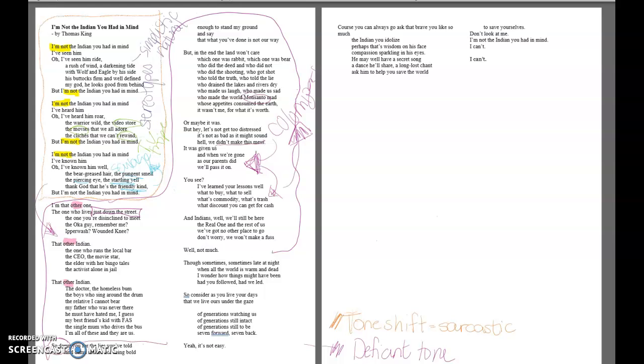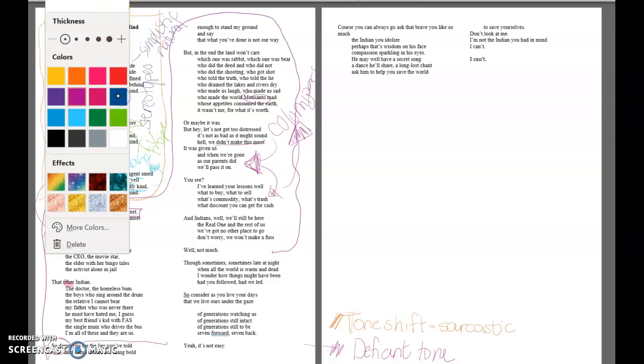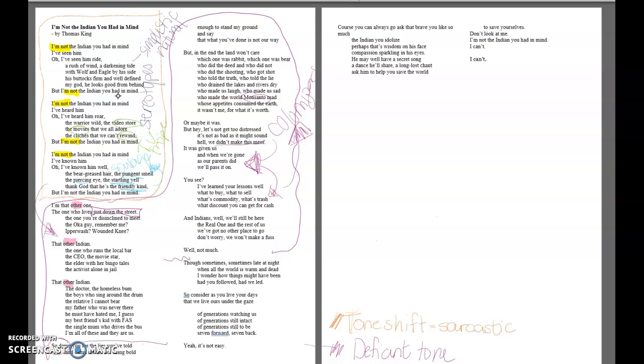And then he moves on to sort of our third tone here. And I would call this tone maybe melancholic. You know, he thinks about when all the world is warm and dead. He wonders how things might have been had you followed. So again, this is talking about the colonizers and we had led. So he wonders how would life have been different if we had followed a more Indigenous worldview.